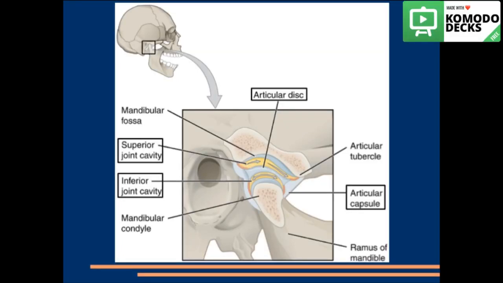Here we see this articulation between the temporal bone and the mandible. Most importantly is the articular disc, which separates the joint into a superior and an inferior joint cavity, all of which are surrounded by an articular capsule.